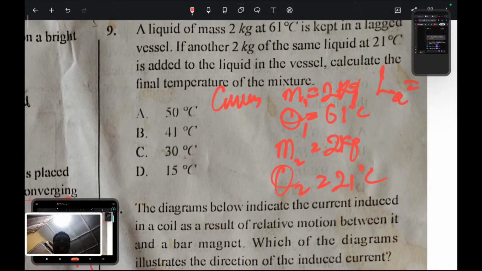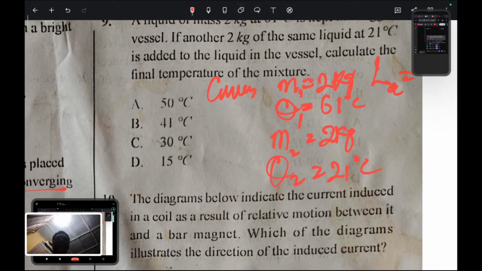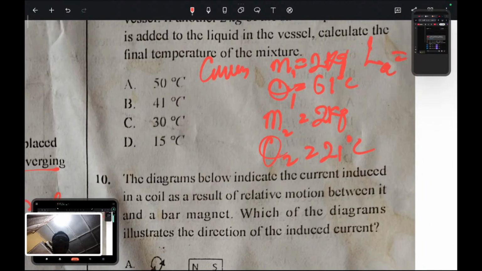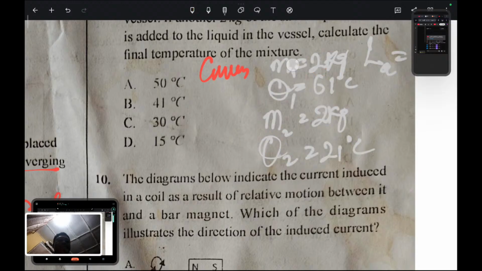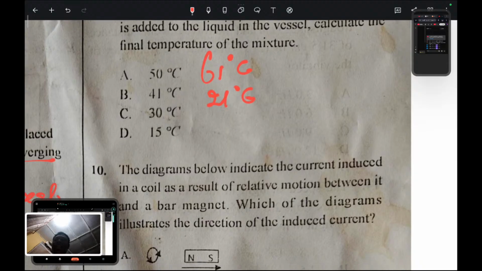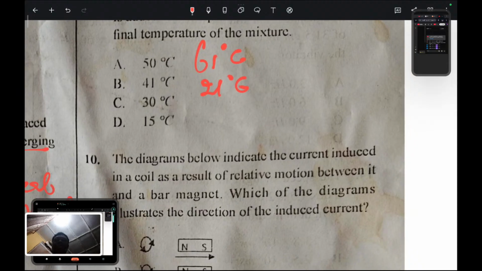But the question here asks us specifically for the final temperature of the mixture. If you know what you are doing, you will not waste your time here. Is that clear? So let me give you a particular formula that can help us to solve this quickly. Final temperature of the mixture: for 2 kg at 61 degrees Celsius, then we have 21 degrees Celsius. The mass is 2 kg and 2 kg. So since the masses are equal, the final temperature is the average.